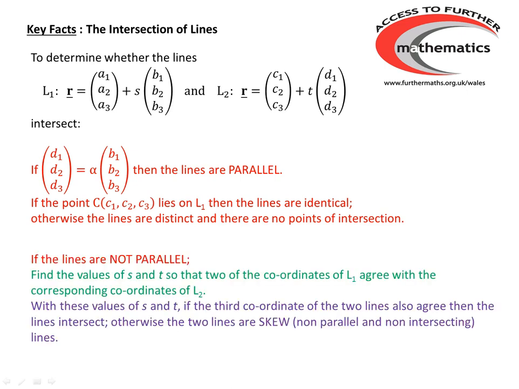If the two lines are not parallel, then the strategy is to find values of s and t so that two coordinates of L1 agree with the corresponding coordinates of L2. With these values of s and t, we then look at the third coordinate of each of the two lines. If they agree, then the lines intersect, and if they don't agree, the two lines must be skew.